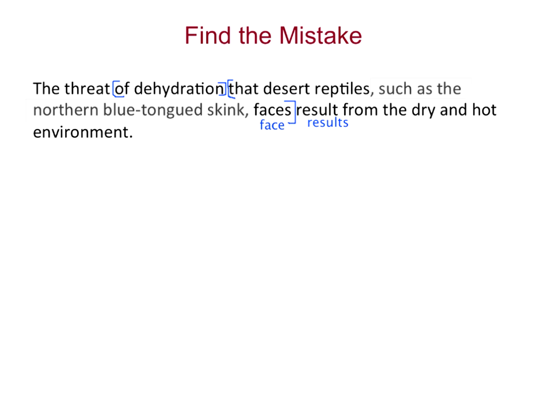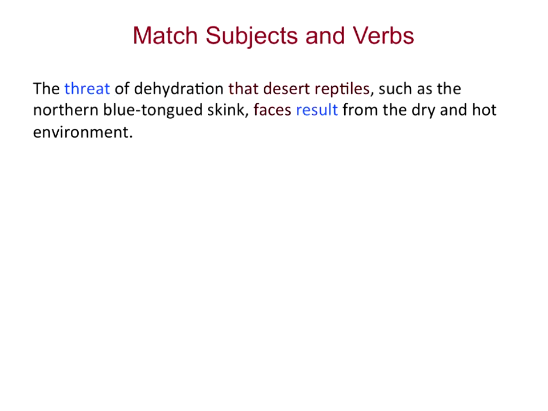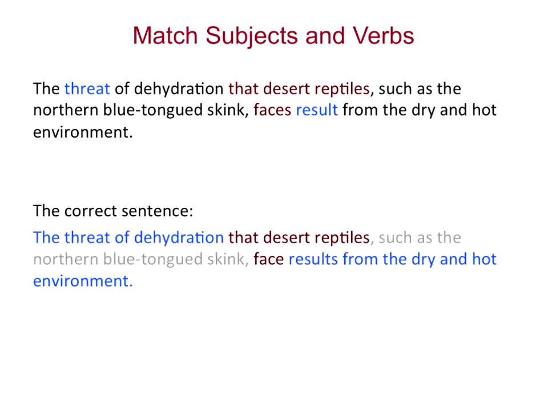The threat results from the dry and hot environment. What is that threat? Oh, it's a threat of dehydration. Who suffers from the threat of dehydration? Oh, it's the desert reptiles that face this. Yeah, exactly. So here's what's going on here. That desert reptiles face is the modifier. The threat results from is the core sentence. So this is still the incorrect version at the top of the screen. The correct version is down here. The threat results from the dry and hot environment. That threat of dehydration is something that desert reptiles face.